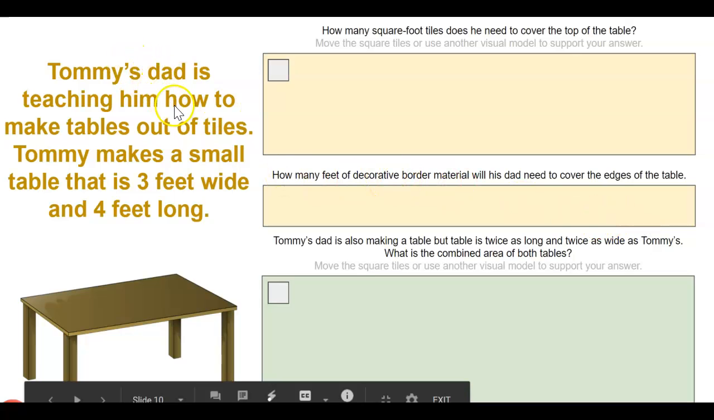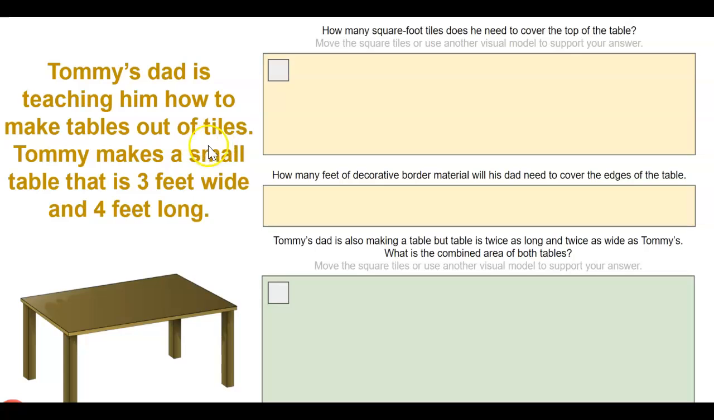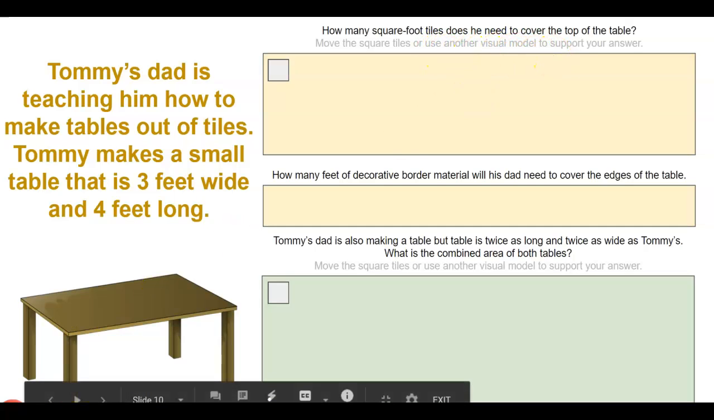Tommy's dad is teaching him how to make tables out of tiles. Tommy makes a small table that is 3 feet wide and 4 feet long. So 3 feet wide and 4 feet long. How many square foot tiles does he need to cover the top of the table? Move the square tiles or use another visual model to support your answer.